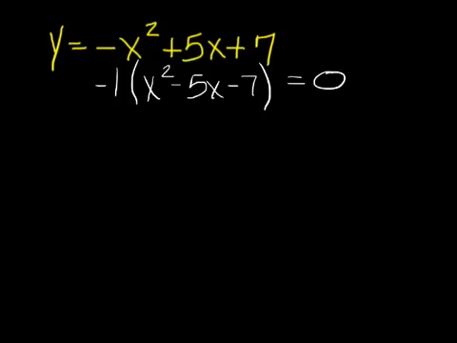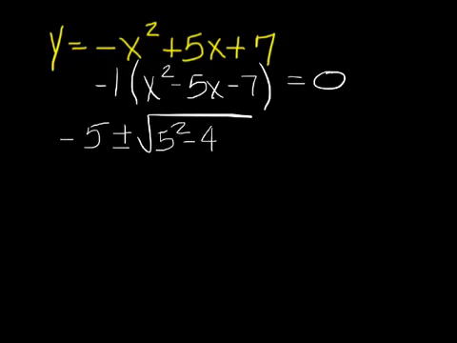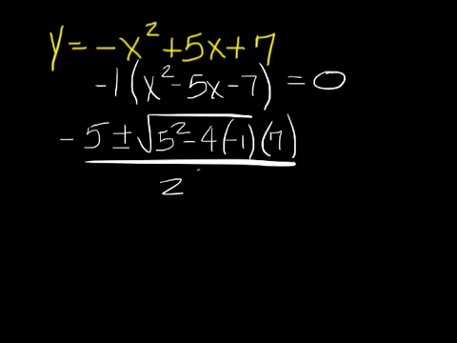So now where do we go from here? Quadratic formula, so it's negative b, that would give us a negative 5, plus or minus the square root of 5 squared minus 4 times a times c over 2 times negative 1.